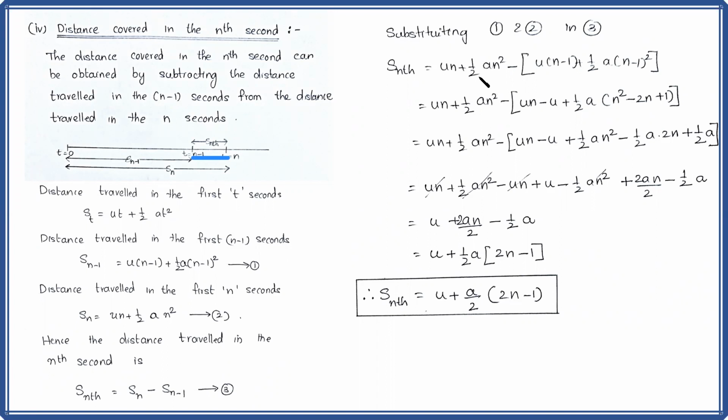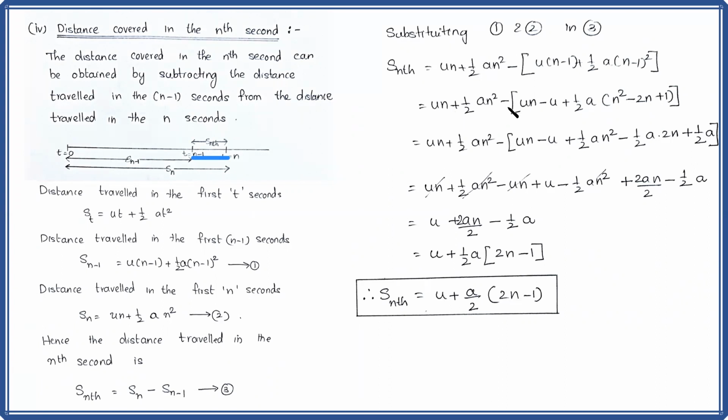Distance in n seconds is un plus half an square, minus, keep a big rectangular bracket, un minus 1 plus half a n minus 1 whole square. That is subtracting equation 1 from equation 2. That is, we are doing equation number 3 now.